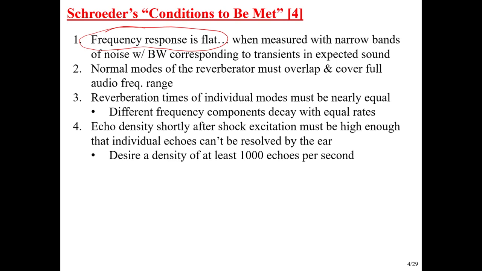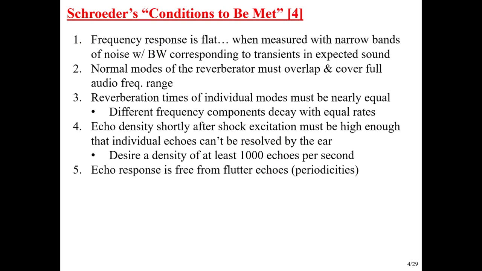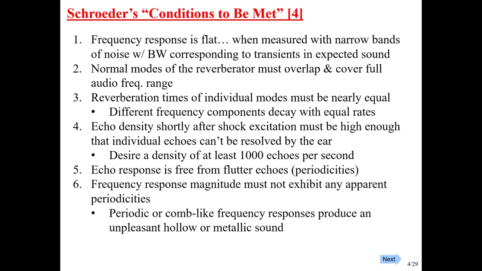And then he's trying to get a very high density of echoes. So a little while after the initial impulse is sent into the room, he'd like to have a density of at least 1,000 echoes per second. Now, really, we'd like that to continue to grow, and it should grow quadratically. And we'll talk about that some more as we go on. And no flutter echoes. So we don't want it to sound like we're standing between two parallel walls. So no periodicities in the impulse response.